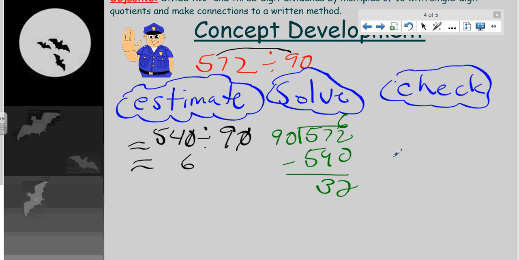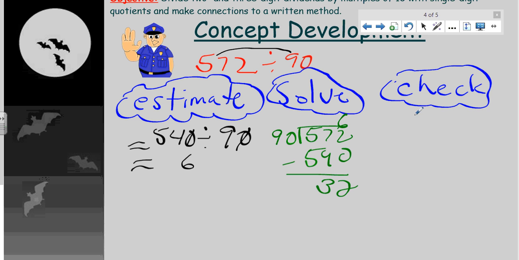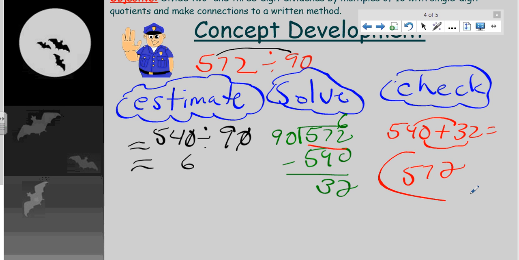And what I can do now is check my work. Let's come down here and get some red. So I can check my work now because I know that 90 times 6 is 540. I can put 540 plus the 32, and I should get back to this number. And as you can see, that's 2, that's 7, and then I have my 5. 572. Man, I just love when things work out. It just makes things go so much better.